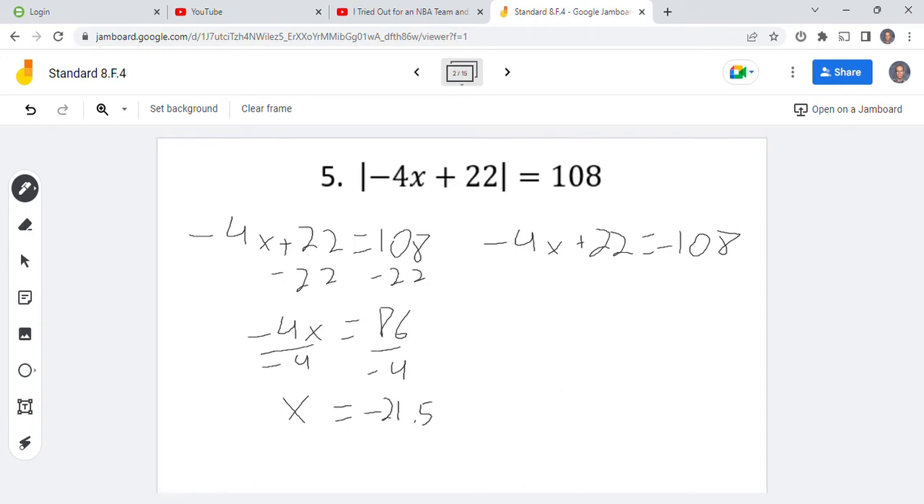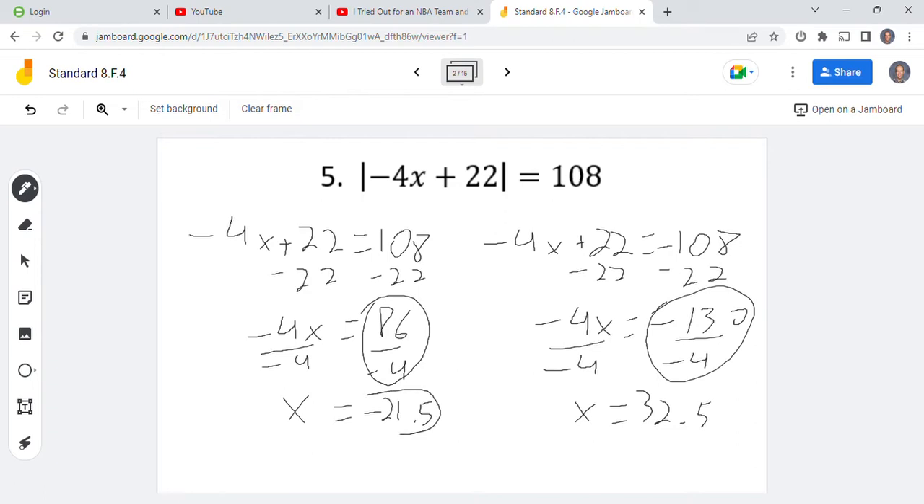On the right hand side, we're going to subtract 22 again, same steps as we did before. We get negative 4x equals negative 130. Finish this out by dividing by negative 4, and we end up with x equals 32.5. You could leave both of those as decimals if you wish, or fractions would be acceptable.